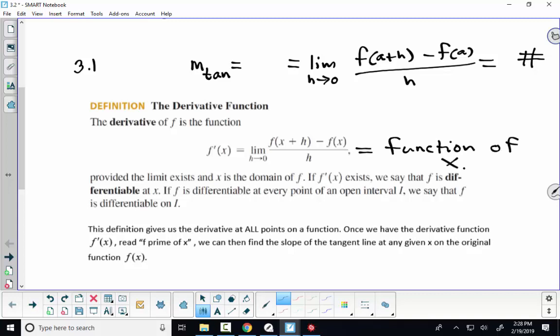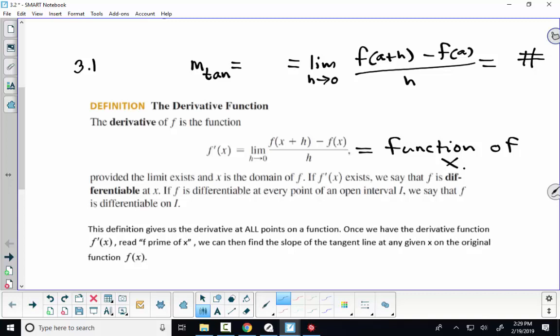of x. So previously what we were working with is something outputting a number. In 3.2, what we're working with is this formula outputting a function of x, like 5x plus 4 or negative x squared or something like that. So this is the definition of the derivative. It's one of the most fundamental definitions in calculus.